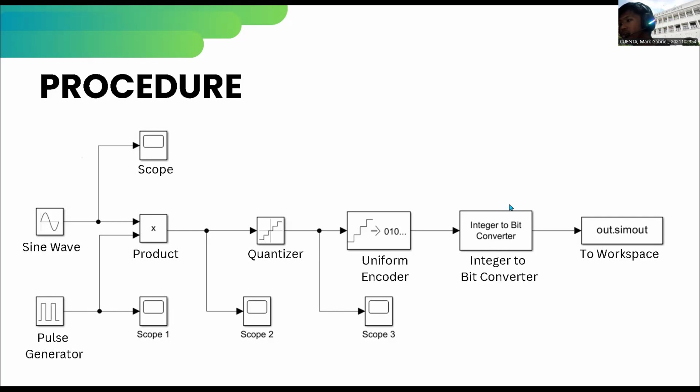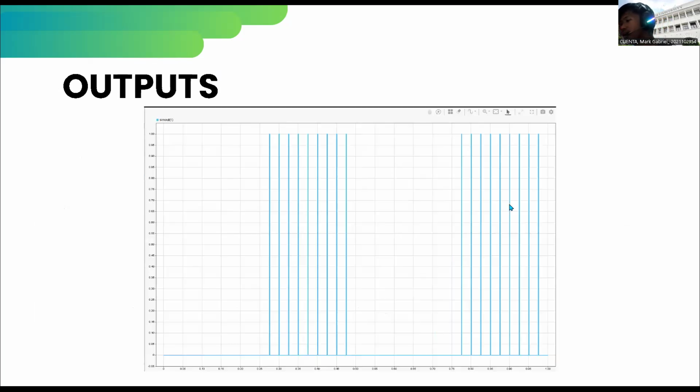Based on the observation, changing the sampling period affects how frequently the signal is captured, and adjusting the quantization interval changes the resolution of the signal, while varying the number of bits affects the number of quantization levels. Increasing the number of bits improves the accuracy, while fewer bits result in distortion.